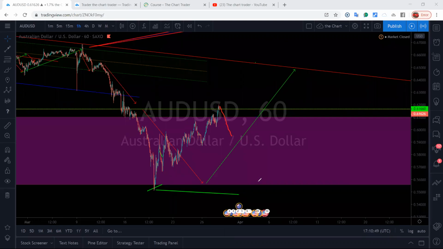Next week move is to the downside. So I'm bearish for next week. And after next week, once we come here, I need to follow up with this structure, guys, so I can master it.